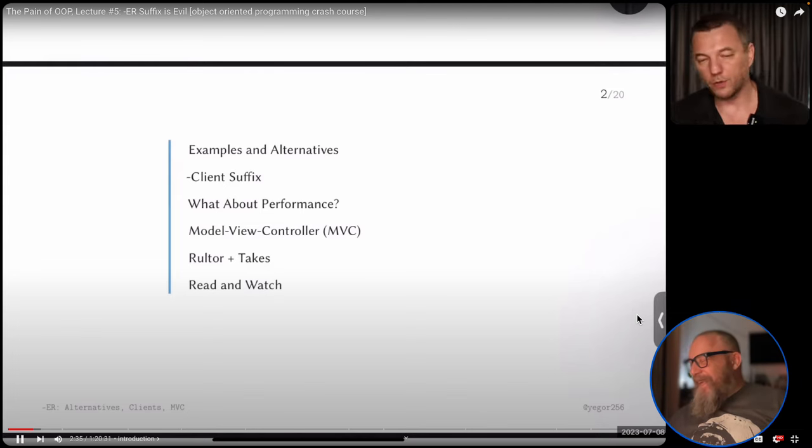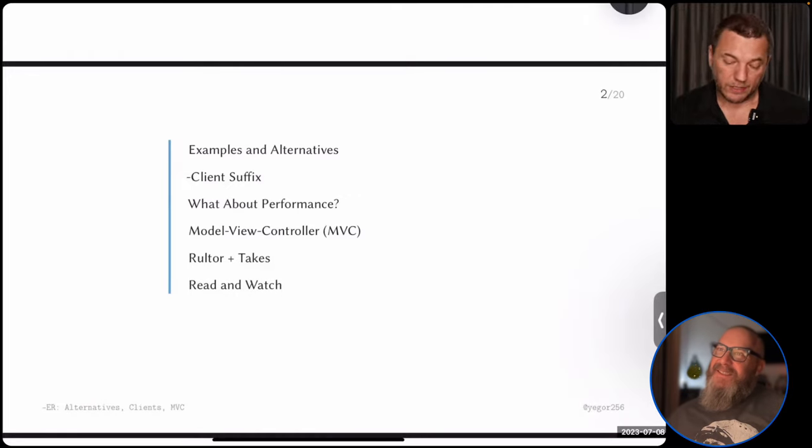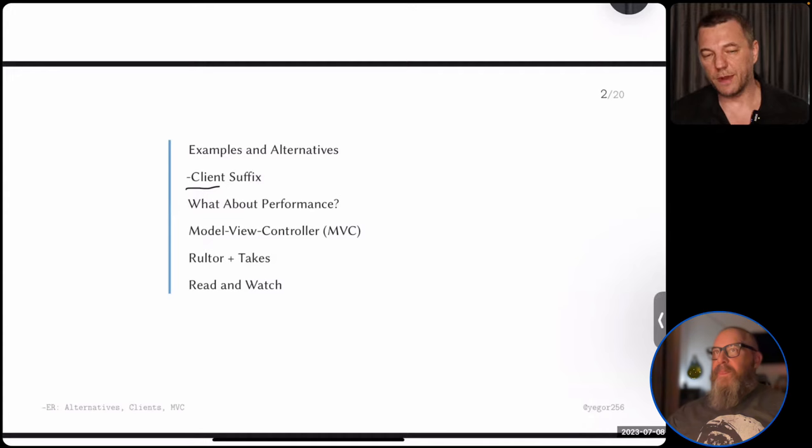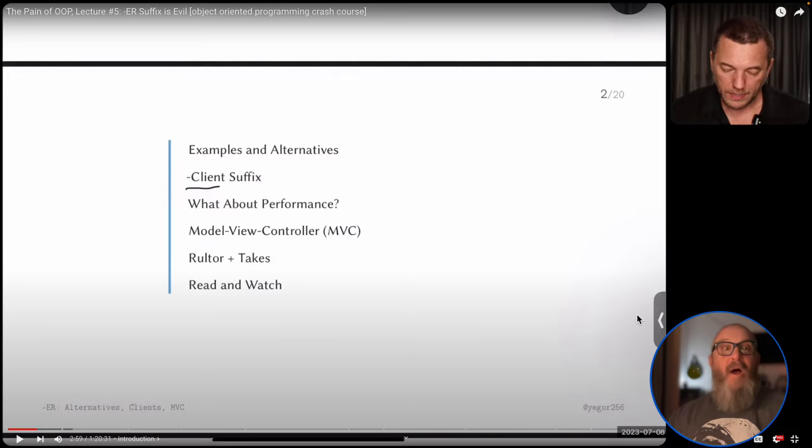Structure of the lecture. First of all, I'm going to show you the examples and alternatives, how to get rid of these ER suffixed objects. Then we're going to discuss the client suffix, which in my opinion is kind of a brother of this ER suffix. It also is a trouble. Then we will discuss what to do with the performance, because many people, when I tell them that ER objects are bad, the question number one they ask is what to do with the performance. Always, always, always with the performance, right?